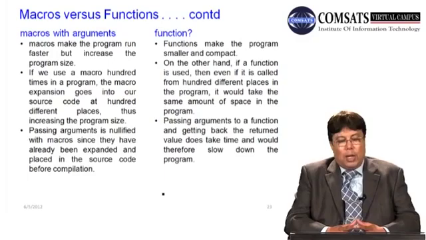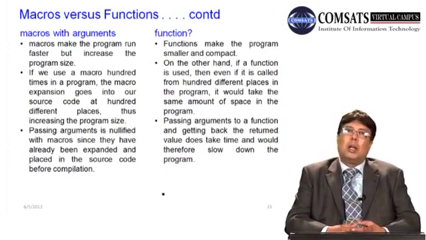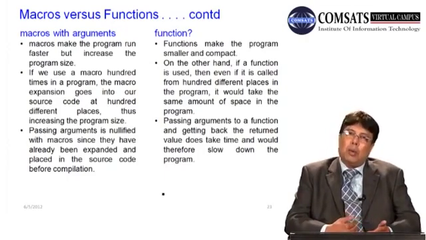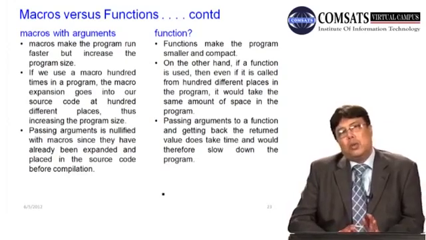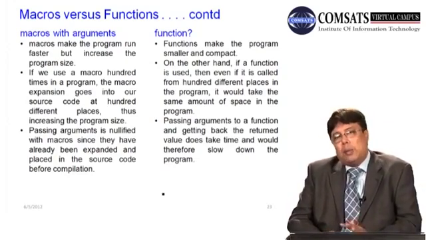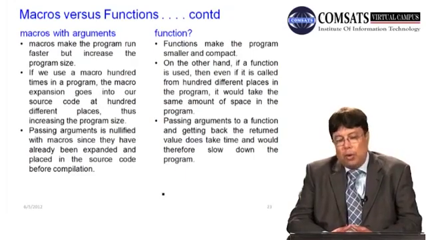मैक्रो में क्या है, passing argument is nullified with macros since they have already been expanded and placed in the source code. वो जो illusion में आपको बता रहा हूँ ना arguments के pass on होने की, वो तो compiler तक पहुँचती नहीं है क्योंकि all the translation is done before that. प्री प्रोसेसर वो ट्रांसलेशन कर देता है, फिजिकली उसको एक्सपेंड कर देता है, इसलिए आपकी वो जो आर्गुमेंट्स की पासिंग है वो नहीं होती. Whereas the passing argument to a function and getting back the return value does take time, okay, and would therefore slow down the program.